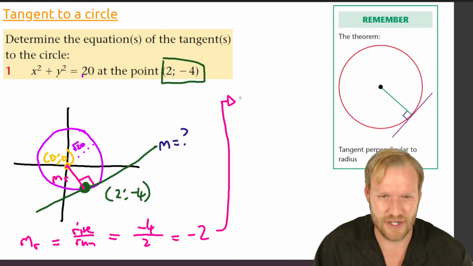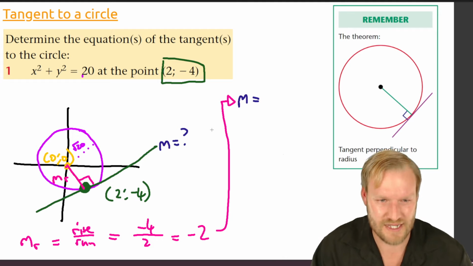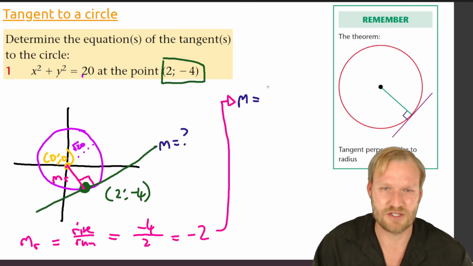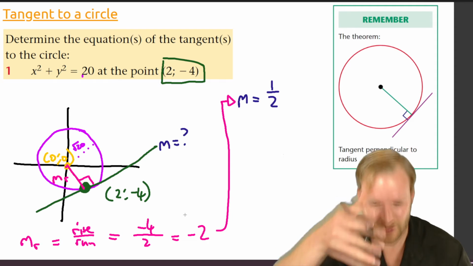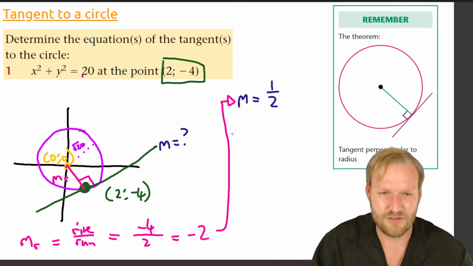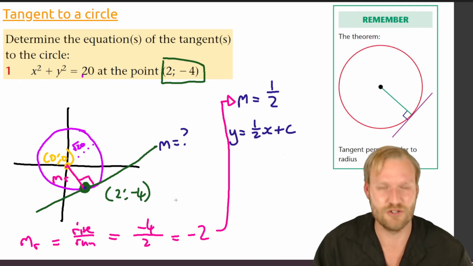Therefore, what is the gradient of our tangent? Well, it's just the negative reciprocal, so it's going to be a half: minus 2, and you switch it around. So far we've got y equals mx plus c, and it goes through this point (2, -4).